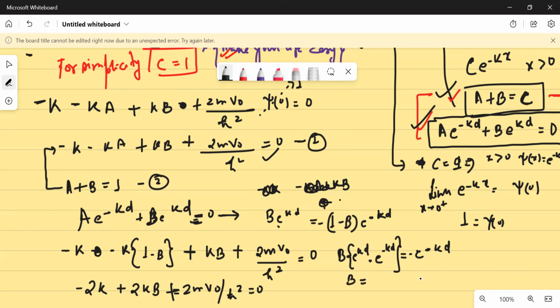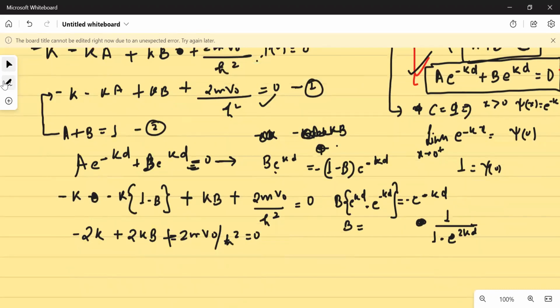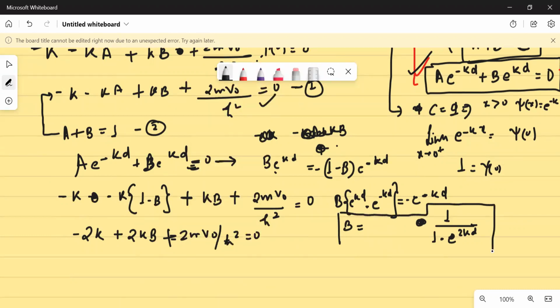So what you can do, you can write b is equal to e to the power minus kd, and instead of writing e to the power minus kd, you just divide by e to the power kd. So you'll get a negative also. So I think this will be 1 minus e to the power 2kd. Just check it once. Is that clear? So your b becomes 1 upon 1 minus e to the power 2kd. And your a would become, if I'm not wrong, 1 minus b. So it is 1 minus of 1 upon 1 minus e to the power 2kd.